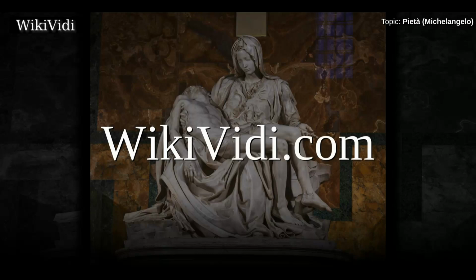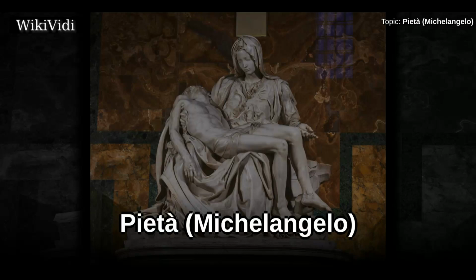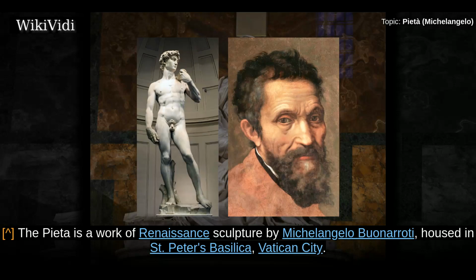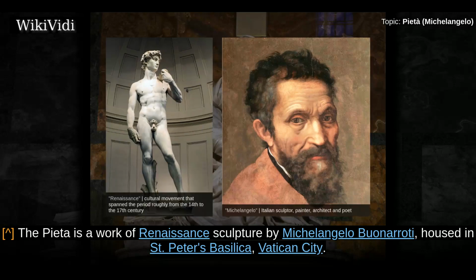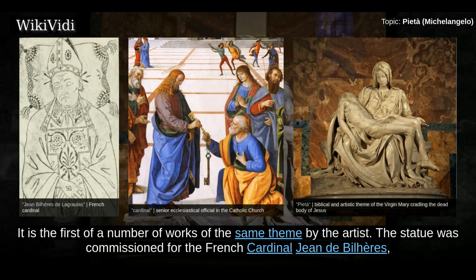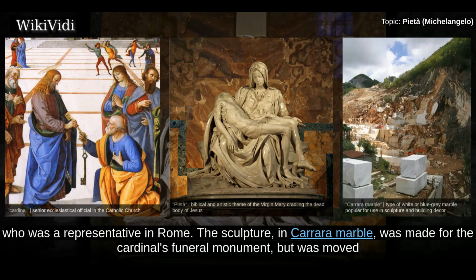Pieta, Michelangelo. The Pieta is a work of Renaissance sculpture by Michelangelo Buonarroti, housed in St. Peter's Basilica, Vatican City. It is the first of a number of works of the same theme by the artist. The statue was commissioned for the French Cardinal Jean de Bilhères, who was a representative in Rome.